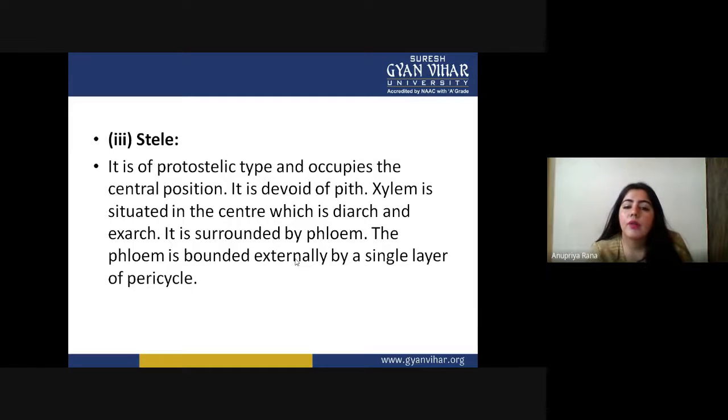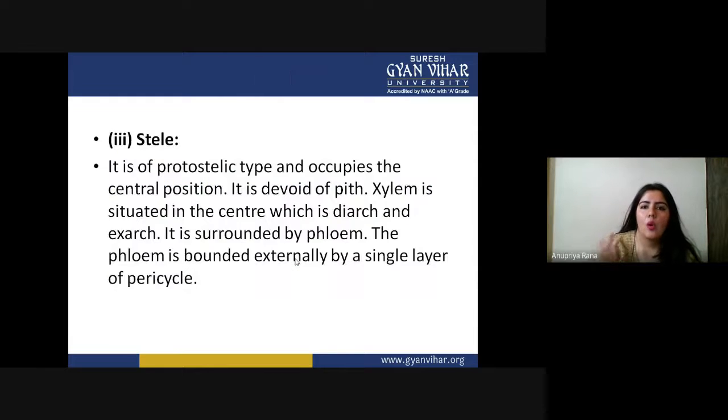The phloem is bounded externally by a single layer of pericycle. So in the center we have the xylem, which is diarch in condition, meaning two xylem bundles, exarch, towards the outer side. That whole portion is surrounded by phloem, and the phloem is surrounded by the pericycle. In this way, the stele is designed in the root of the genus Marsilea.